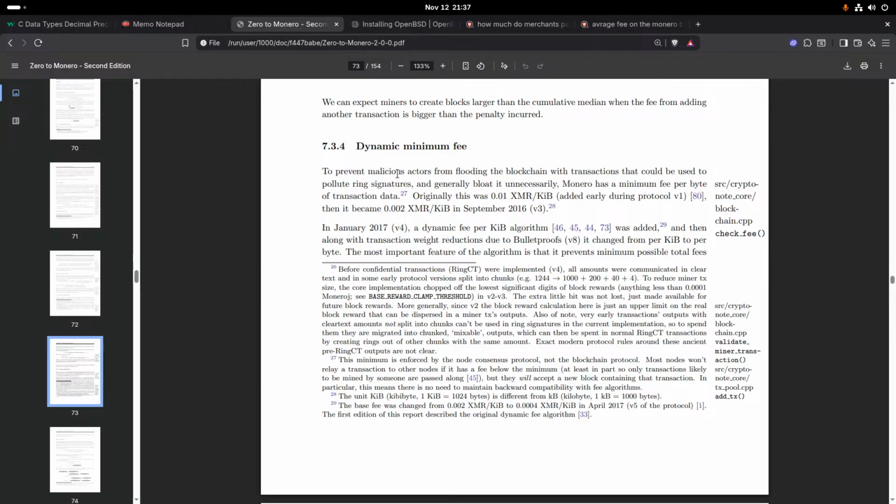Originally, this was 0.01 XMR per kilobyte, added early during protocol version 1, and then it became 0.002 XMR per kilobyte in September of 2016, version 3. In January 2017, version 4, a dynamic fee per kilobyte algorithm was added, and then along with the transaction weight reduction due to Bulletproofs, it changed from per kilobyte to per byte. The most important feature of the algorithm is that it prevents minimum possible total fees.